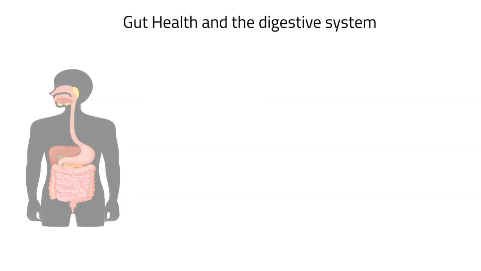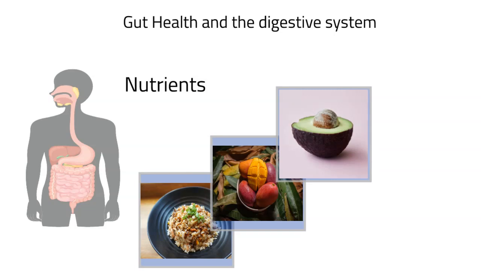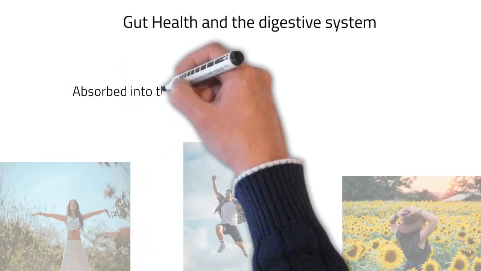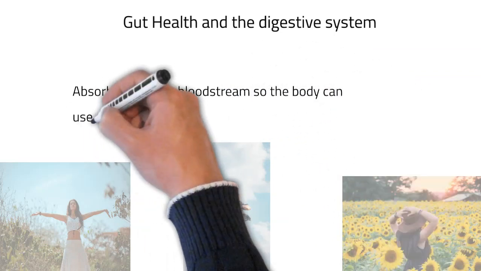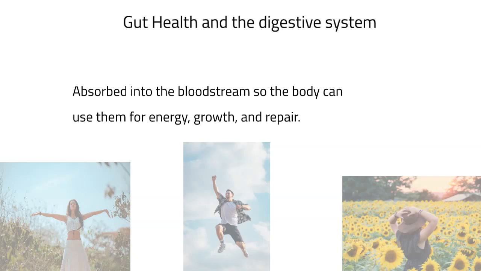The digestive system breaks down food into nutrients such as carbohydrates, fiber, fats, and proteins. They can then be absorbed into the bloodstream so the body can use them for energy, growth, and repair. Unused materials are discarded as feces, in other words, poo.